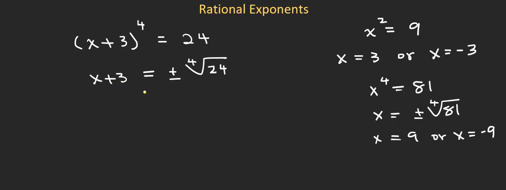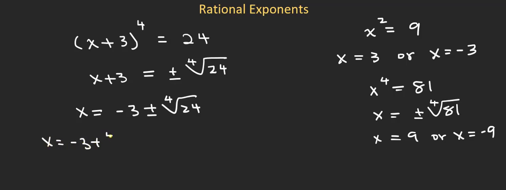Now, the fourth root of 24 is not a nice number. But let's say without the calculator, this is as far as you could go. So you are actually going to have two solutions: negative 3 plus the fourth root of 24, or negative 3 minus the fourth root of 24. So if you want to go further, you have to use your calculator to find the answers in decimals.